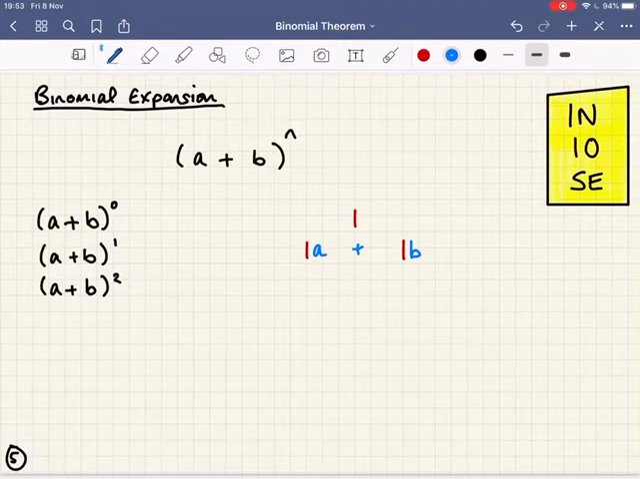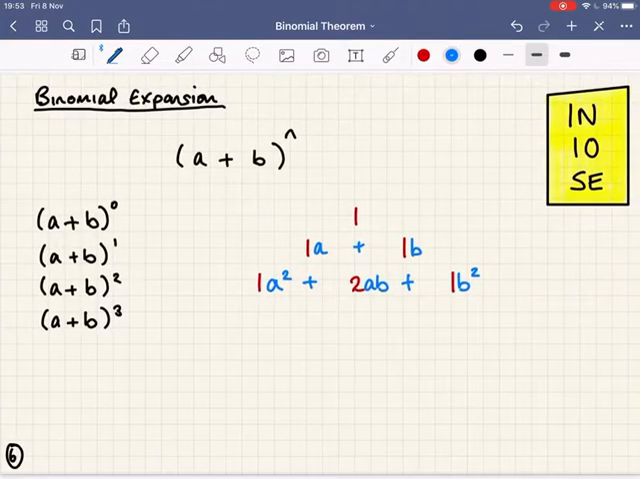And sure enough, if we look at the quadratic a plus b squared, we would end up with a squared plus 2ab plus b squared. And again, if I write that down in the same way, you'll see it as 1a squared, 2ab and 1b squared. I hope that you can see already what's emerging there from the earlier video that talked about Pascal's triangle. We're starting to develop Pascal's triangle as being the coefficient in front of each of the terms.